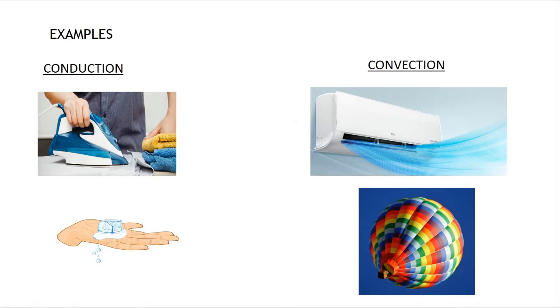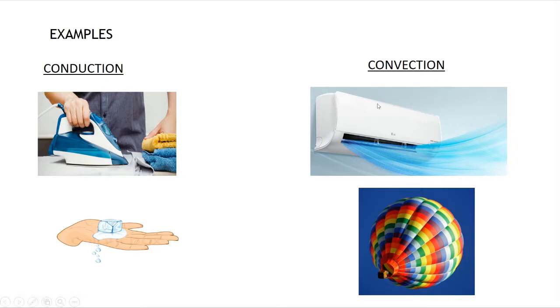These are examples of conduction and convection in real life. When ironing a shirt, the iron is hot and heat is transferred to the shirt. So the warm iron will heat the shirt, and when the shirt is cool, the heat from the iron will make the shirt heated. For the next picture, the ice cube will melt in your hand. The heat is being conducted from the hand into the ice cube.